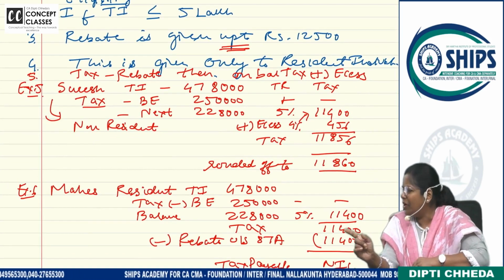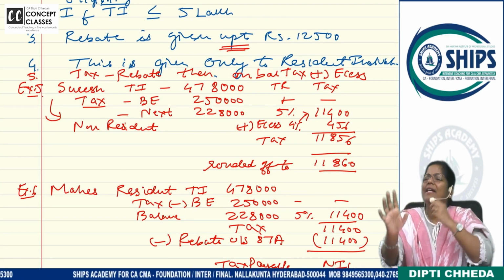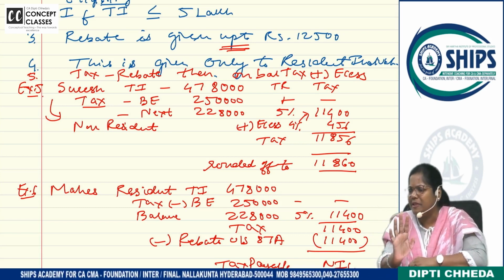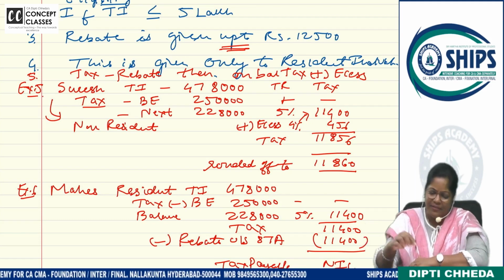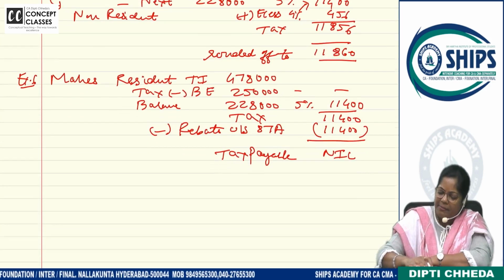Any more options in your mind? Let me tell you, whatever may be my income, but suppose if my tax comes to 8,000 rupees, what will be my rebate? Clear? Right. So this is all the concept of rebate.